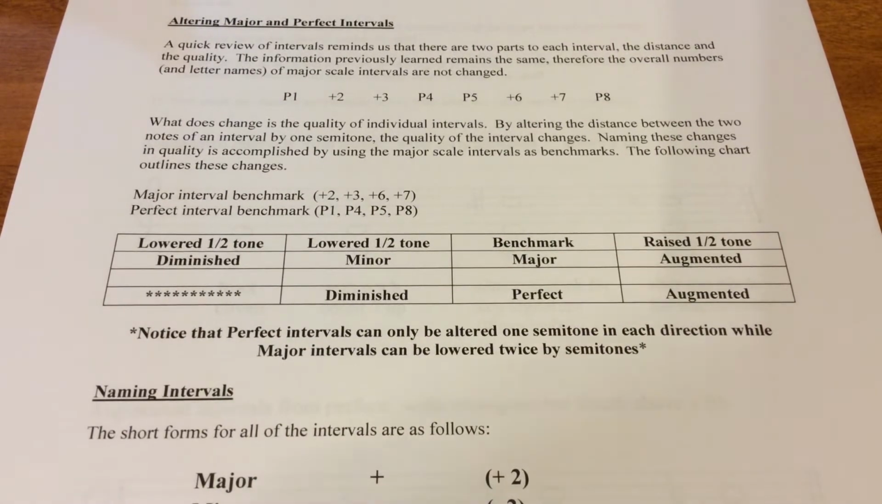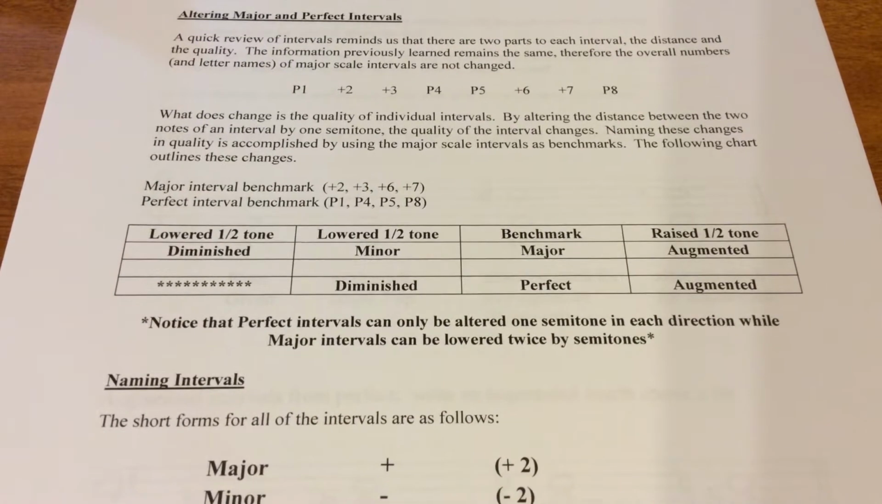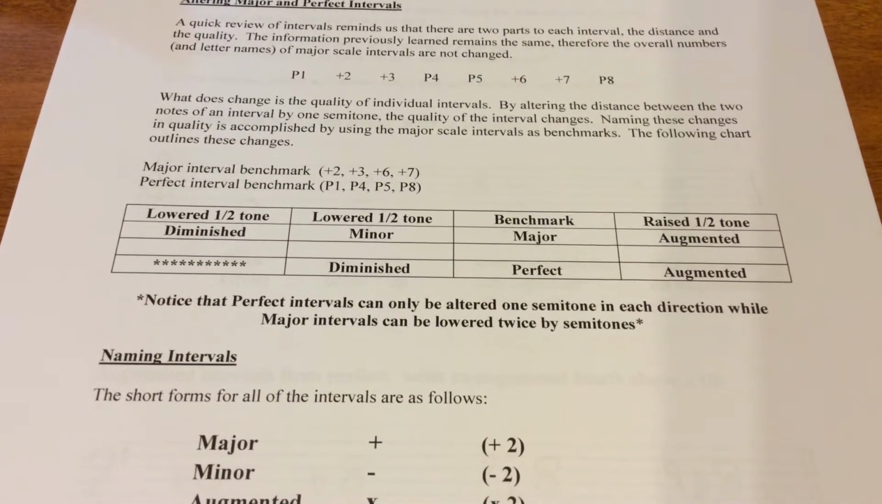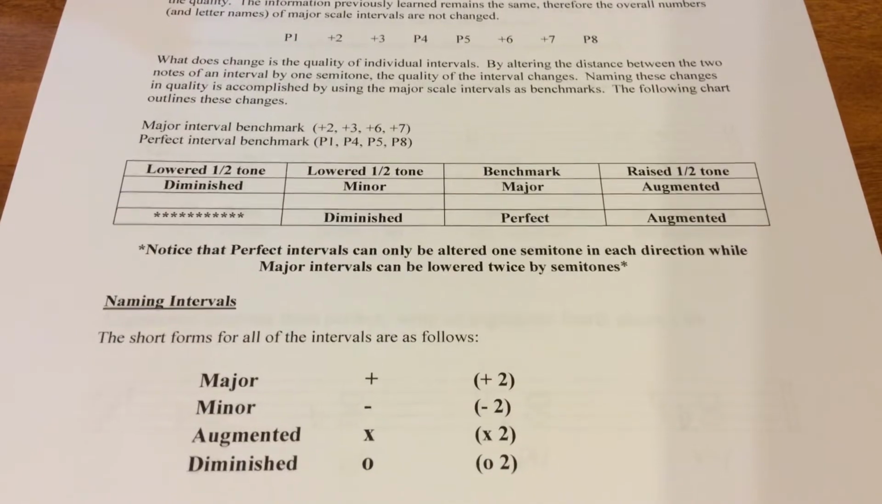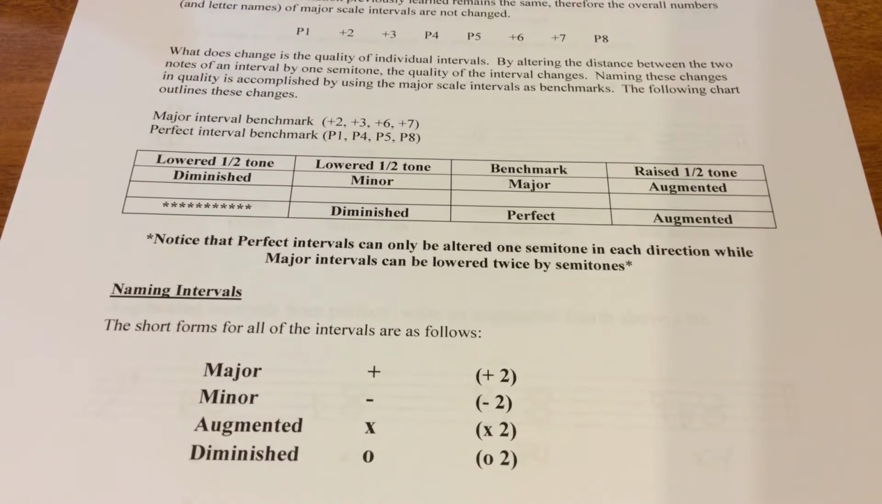Moving into what we're learning this year. Because we've learned about minor scales earlier this year, we know that we're going to have some alterations with our intervals. We're not always going to be having either major or perfect intervals. So what does change is the quality of the intervals individually this year. By altering the distance between the two notes of an interval by a semitone, the quality of the interval changes. And naming these changes in quality is accomplished by using the major scale intervals as benchmarks. And we're going to use this chart that you can see here to illustrate what's taking place.